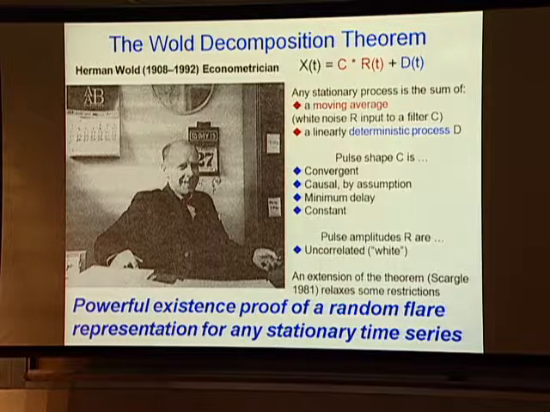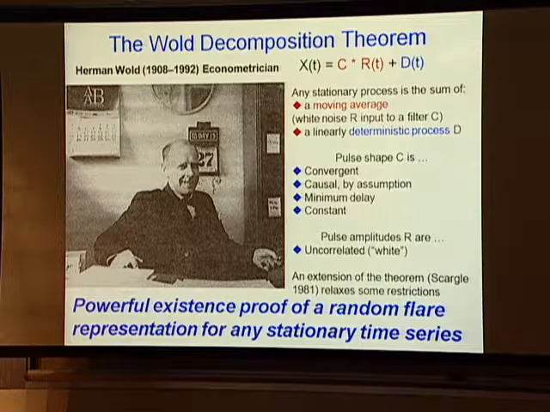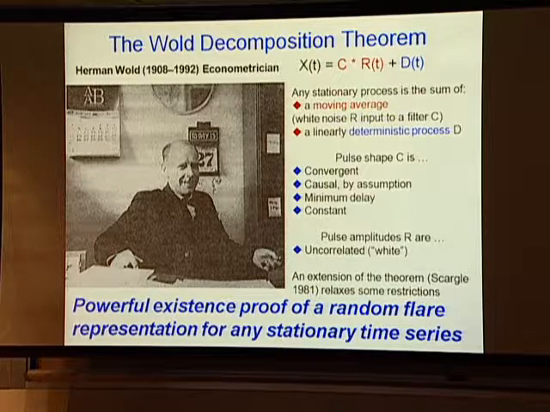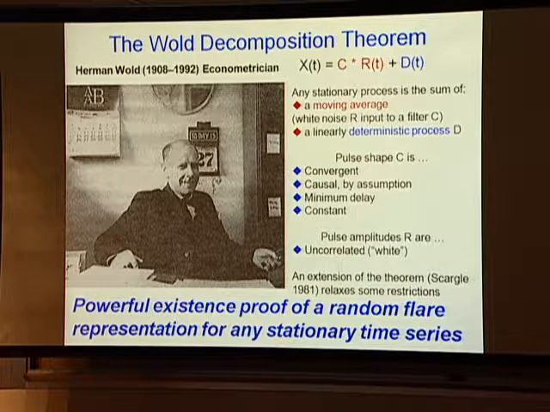And astrophysically, that filter represents the shape of some flare process or some outburst in the random variability of the source. One of the amazing things about this theorem is, first of all, how general it is. Any stationary process has this representation. But the representation is very special.